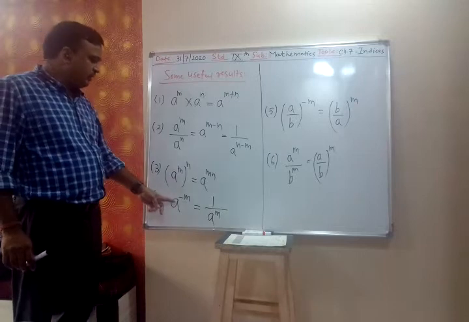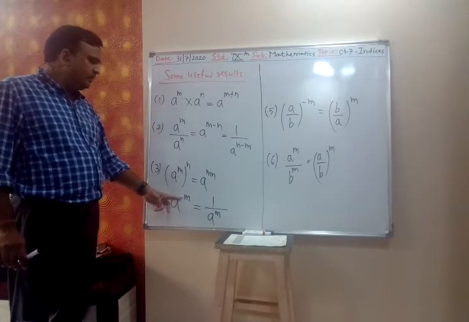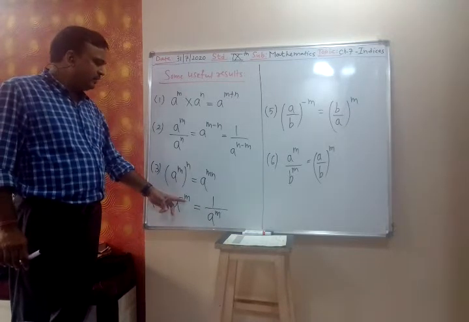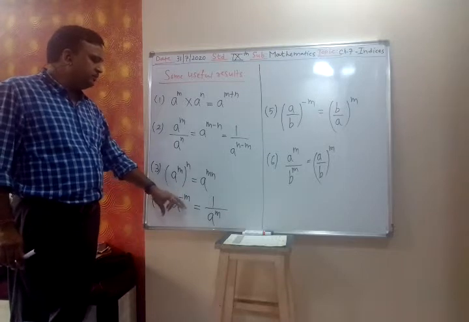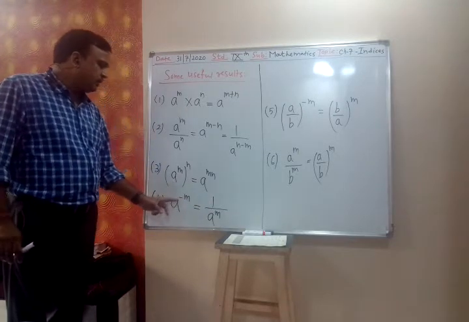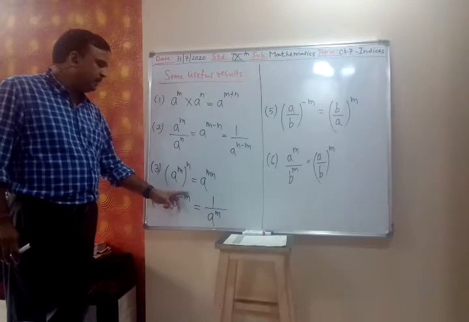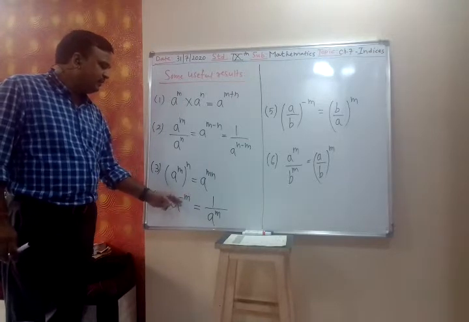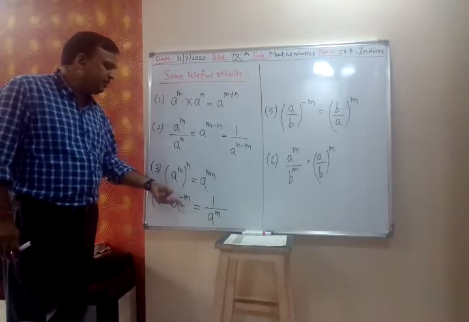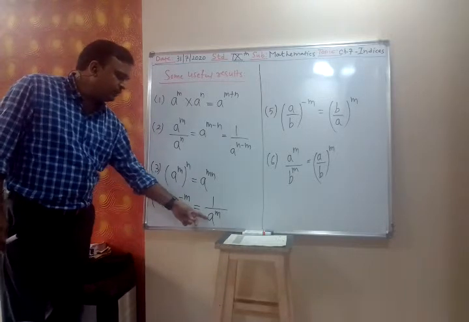Then a raised to minus m. If the power is negative, then I can take the reciprocal and the power becomes positive. A raised to minus m, the power is negative. When we take the reciprocal, the power becomes positive. It becomes a raised to plus m.